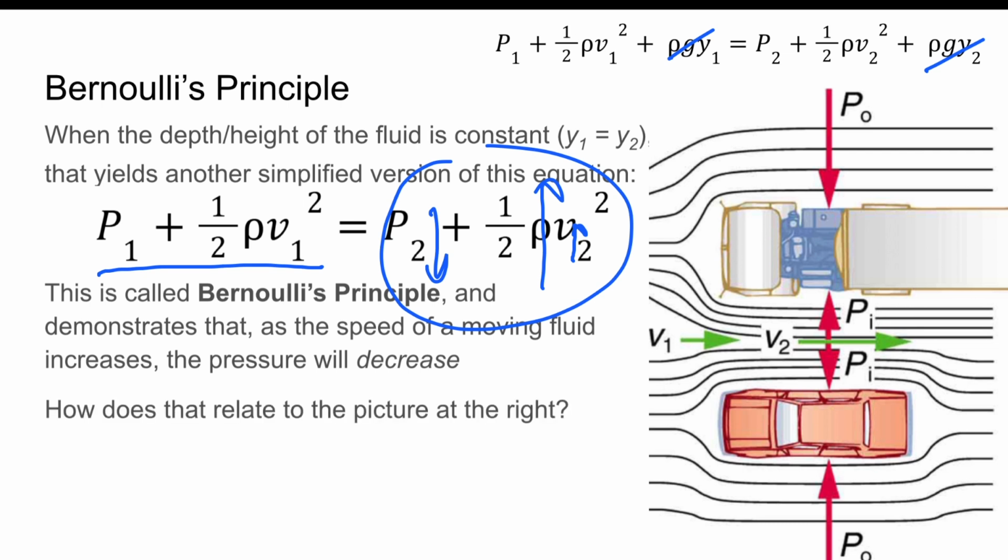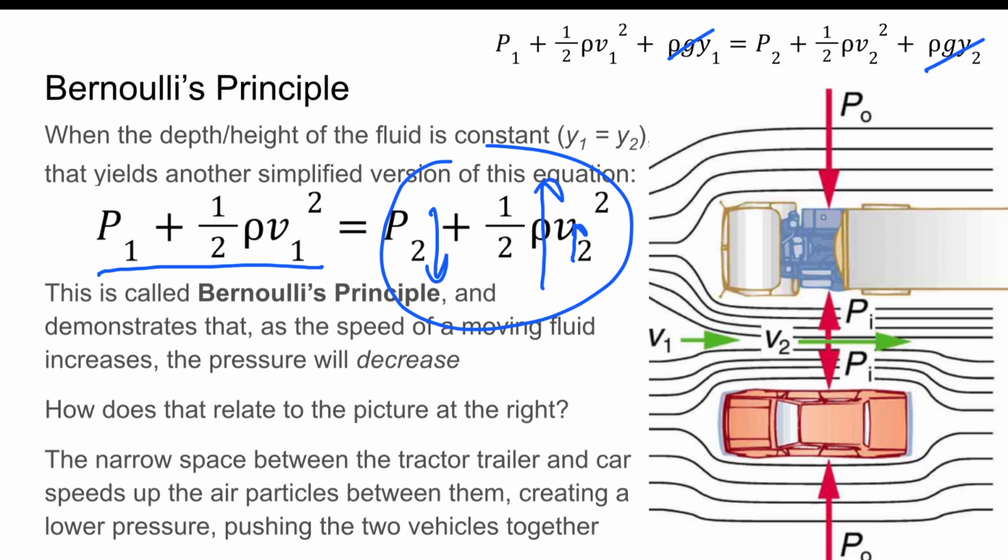And so how does this relate to the picture on the right? You might want to take a moment and think about that. But if you come back with us, how it relates is that the narrow space between the tractor trailer and the car speeds up the air particles between them, because those air particles are getting pushed together, and so they have to move faster. And that creates a lower pressure pushing the two vehicles together. We're going to demonstrate something like this in class, but this is why it's always good to be careful when you're driving next to a tractor trailer or some other large vehicle, because there will be a negative pressure, or an inward pressure, towards the other vehicle if you are close enough to restrict the movement of air between the two vehicles.